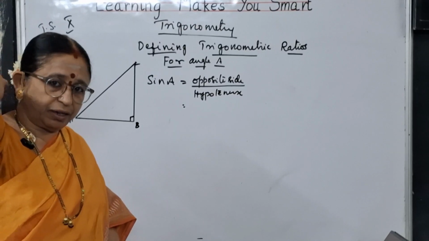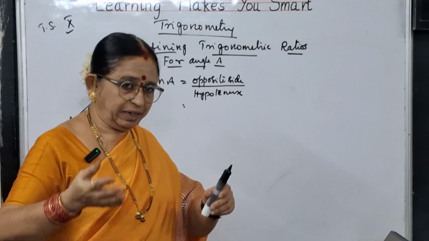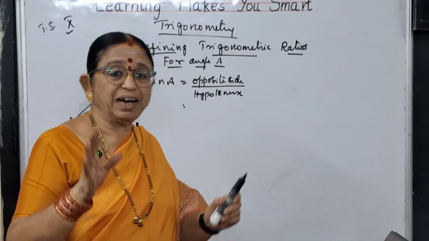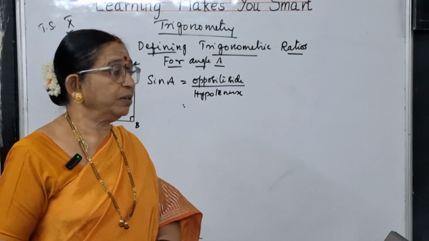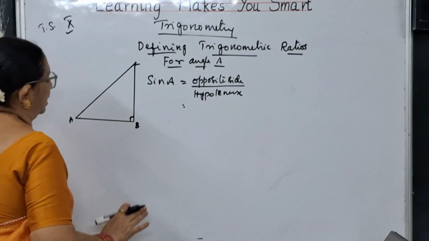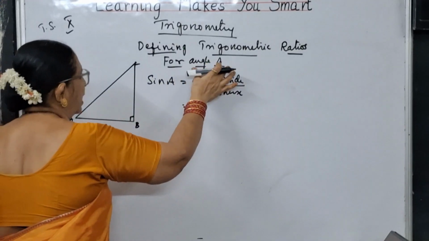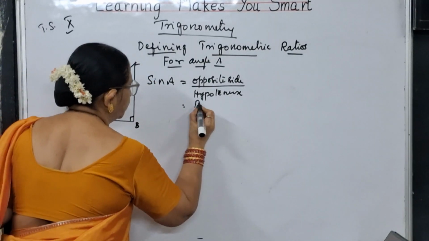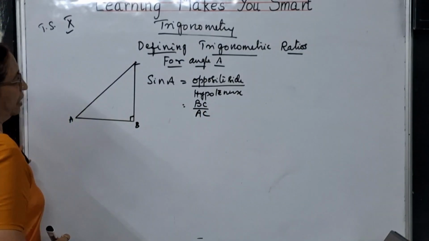According to the angle measure that we are taking, the opposite side and adjacent side values will vary. So we should first have a clear idea about which angle in the right angle triangle we are discussing. So I am taking that for angle A, we are talking about this sine A. Sine A means opposite side by hypotenuse. As far as angle A is concerned, opposite side is BC by hypotenuse AC. This is sine A.